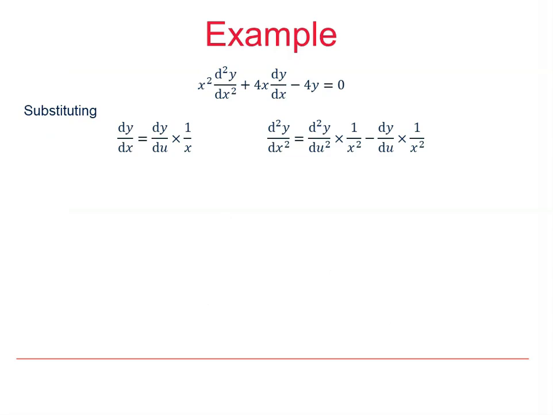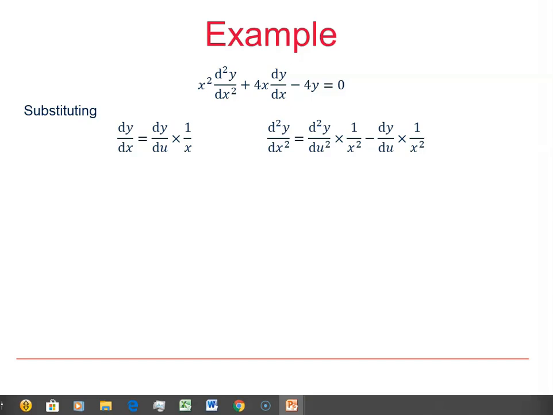So make sure that you're happy with those two substitutions that we need to make. dy by dx is dy by du times 1 over x. That was just a simple chain rule. And the second derivative used the product rule and the chain rule to give us this expression. Well, now we can make the substitutions. So where we've got the second derivative d2y by dx squared, we can substitute this expression here.